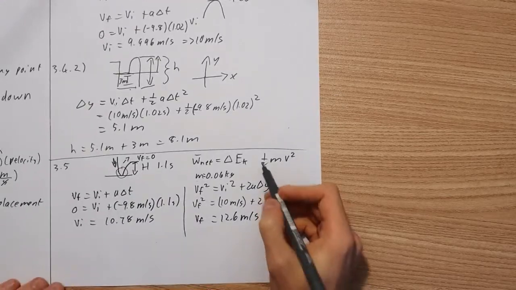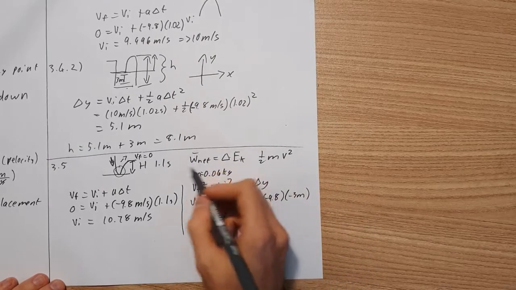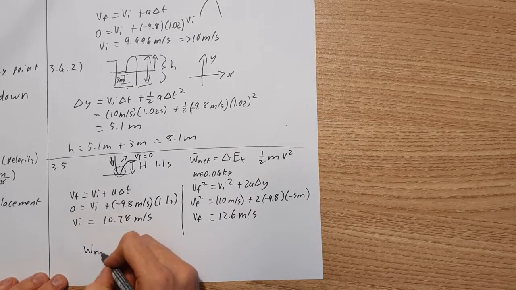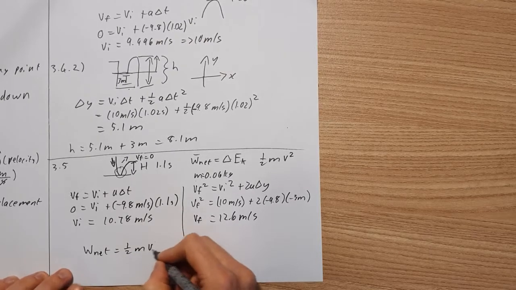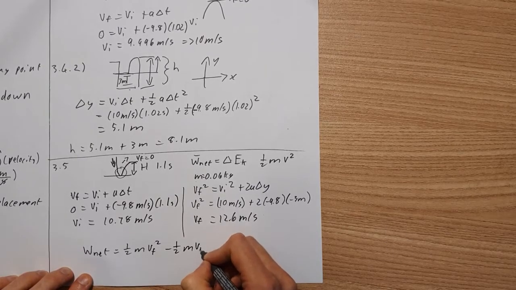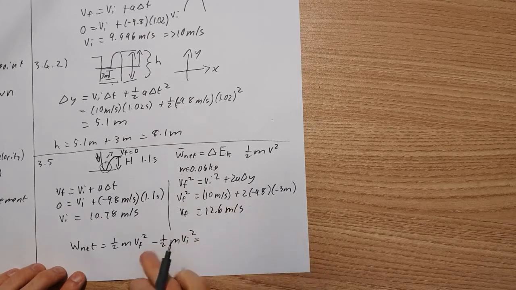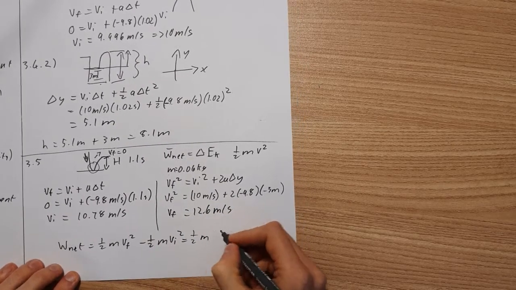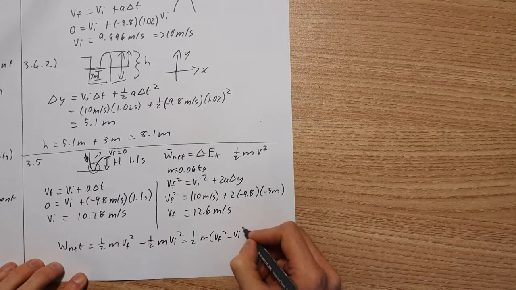Now remember, the change in kinetic energy gives me work. So I'm going to have work net equals the change in kinetic energy. So it's a half m V final squared minus a half m V initial squared. It's always V final minus V initial. Then I can take out the half and m as a common factor. So that's just V final squared minus V initial squared.